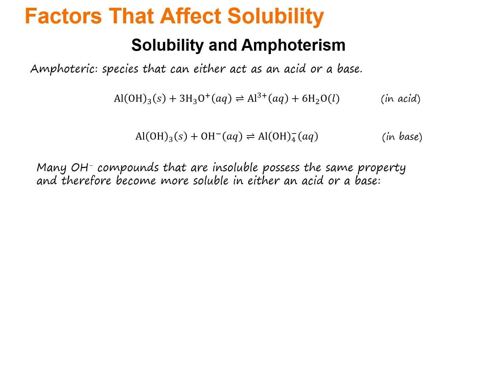However, if we have an acid or a base, this thing is going to become a lot more soluble. And that's because of the amphoterism present in aluminum hydroxide, so we should expect the solubility to go up at a low pH or a high pH. Now, this isn't the only species subject to this. Zinc hydroxide, chromium hydroxide, tin hydroxide, and lead hydroxide are all species we expect to exhibit similar behavior.